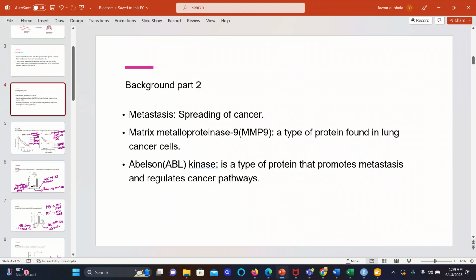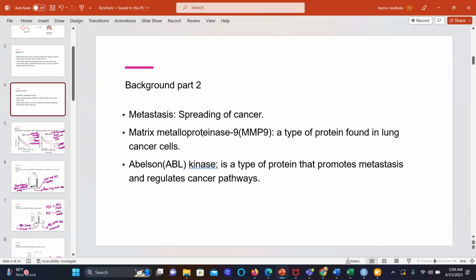So we have metastasis, and that basically just means spreading of cancer. So when we are having much more cancer encroaching into different areas in the body, that's metastasis. Once the cancer moves from where it originally began to a different area, we basically have metastasis.